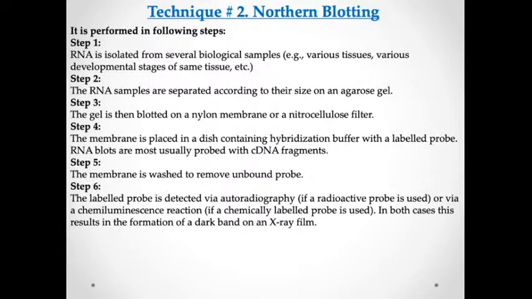In this case, the first step is that the RNA is isolated from the samples. Then the RNAs are separated according to size on an agarose gel. Then the gel is blotted onto a nylon or nitrocellulose membrane. Then the membrane is placed in a dish containing hybridization solution with a labeled probe. RNA blots are usually probed with cDNA fragments. The membrane is washed to remove unbound probes. Then the labeled probe is detected via autoradiograph, and then you can check which bands are coming.